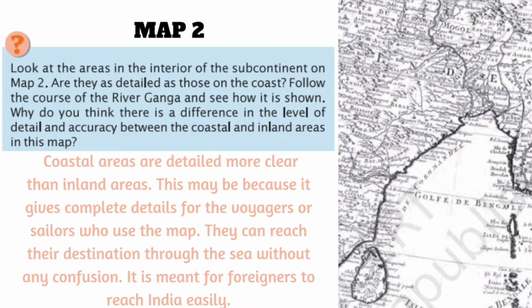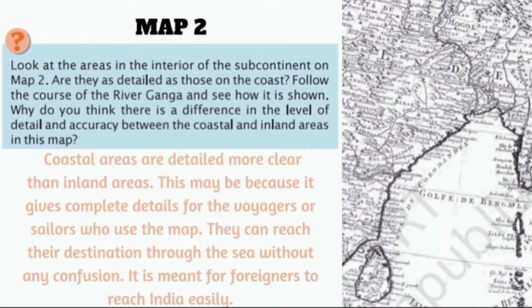Why do you think there is a difference in the level of detail and accuracy between the coastal and inland areas in this map? So why are coastal areas marked in more detail and more accurately than the inland areas? That is the question. Coastal areas are more detailed and clear than inland areas here.